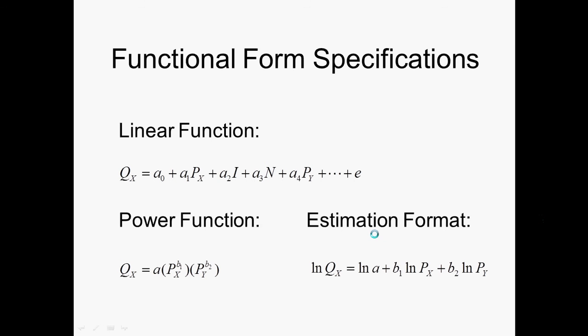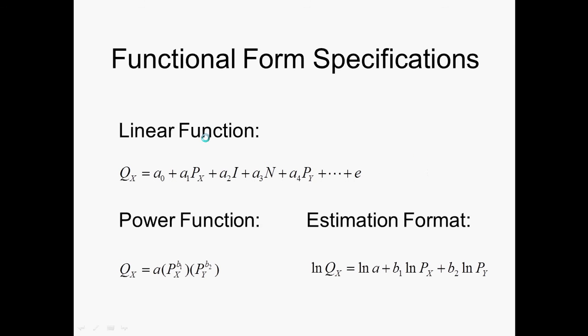So, okay, we can assume here a linear function. Is this a demand function? Yeah. Qx is the quantity demanded of good x. We've got the price. We've got income. We've got n, the number of consumers. We've got the price of some other good, y, that might be relevant to x. Maybe it's a complement. Maybe it's a substitute. Then you have some error term at the end. So this is the model you're assuming.